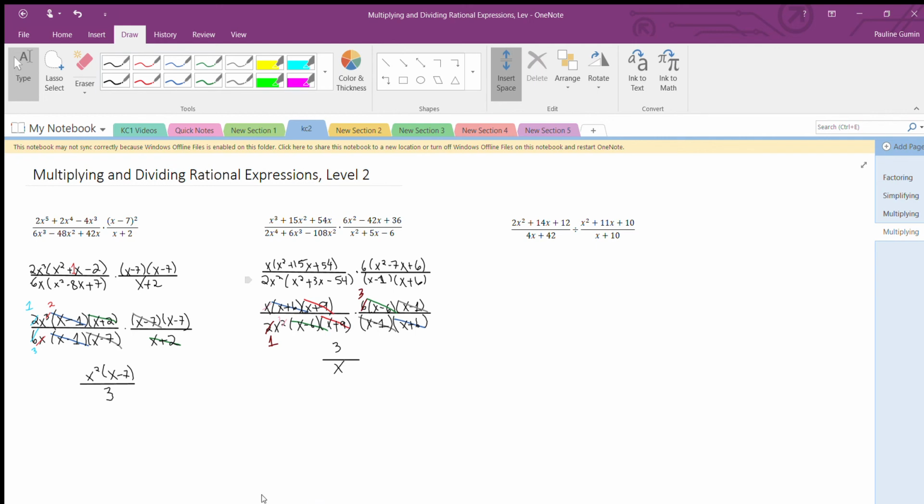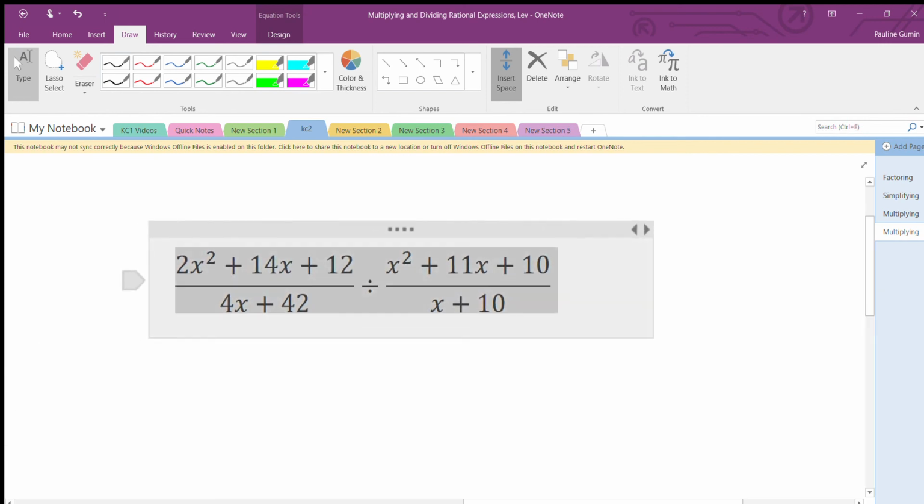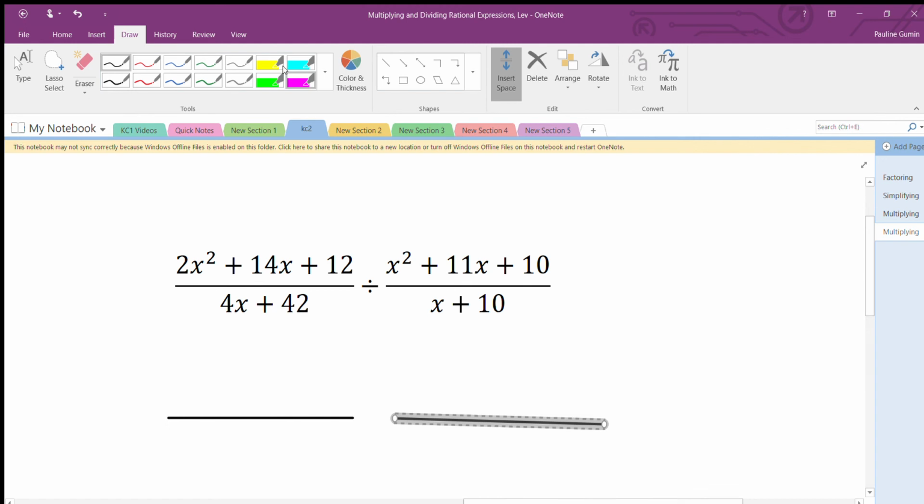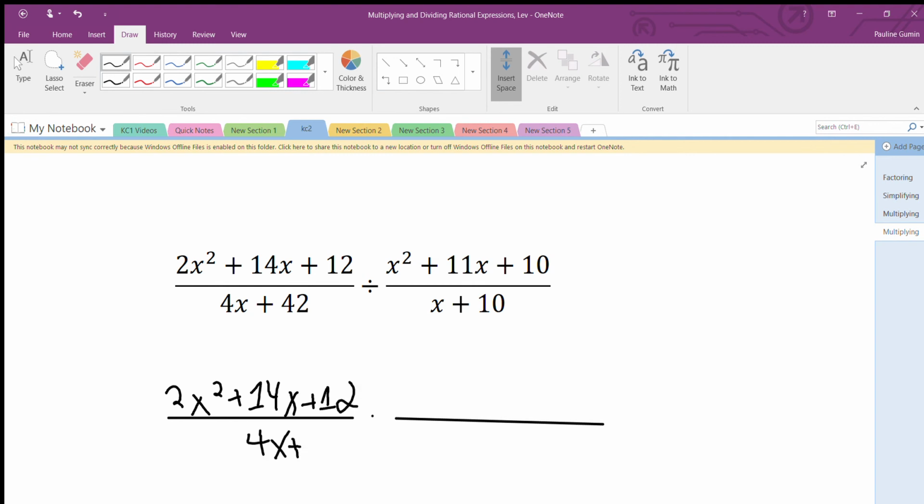Let's move on to our last problem. Now, in our last problem, we have division. So before I start anything, I am going to rewrite this problem as a multiplication problem. And I do that by flipping the second fraction. I see what I should do already. And the first time I approached this problem, I knew what I would do, but I'm not skipping any steps because I do not want to make a mistake.